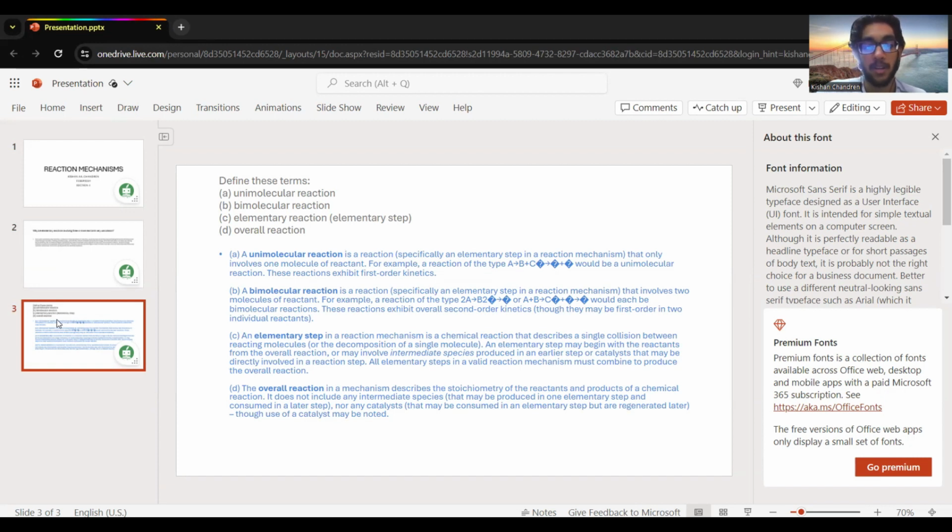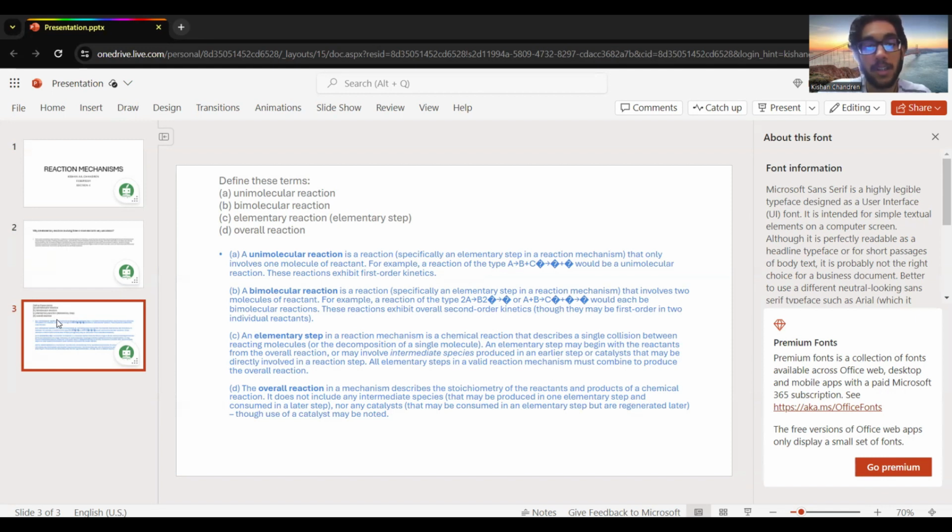And the third one, an elementary step in a reaction mechanism, is a chemical reaction that describes a single collision between reacting molecules. An elementary step may begin with the reactants from the overall reaction. It may also involve intermediate species produced in an earlier step and catalysts that may be directly involved in a reaction step. And all elementary steps in a valid reaction mechanism must combine to produce the overall reaction.